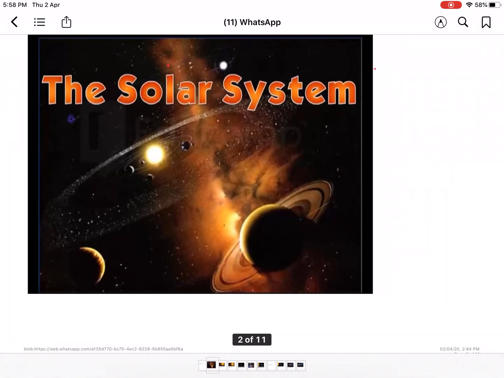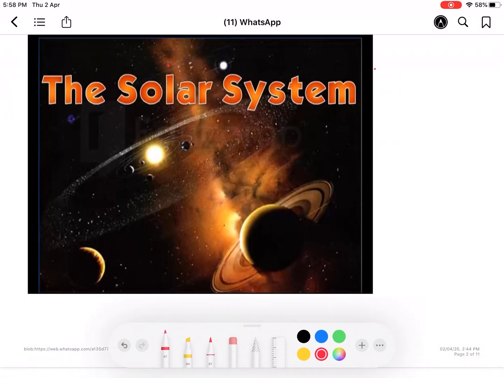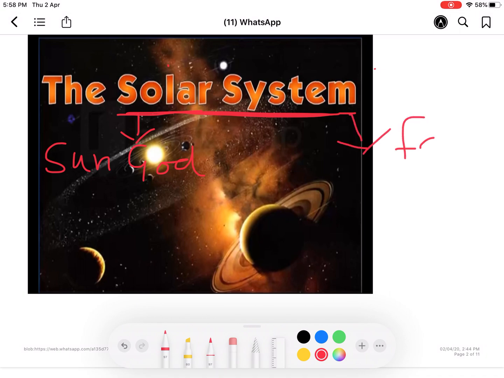Now, for the solar system, first of all, this word "sol" in Roman mythology is called the sun god, meaning it refers to the sun. So this word solar means it is related to the sun. Clear? So the solar system becomes the family of the sun. So in short, or in layman's language, we call the solar system the family of the sun.